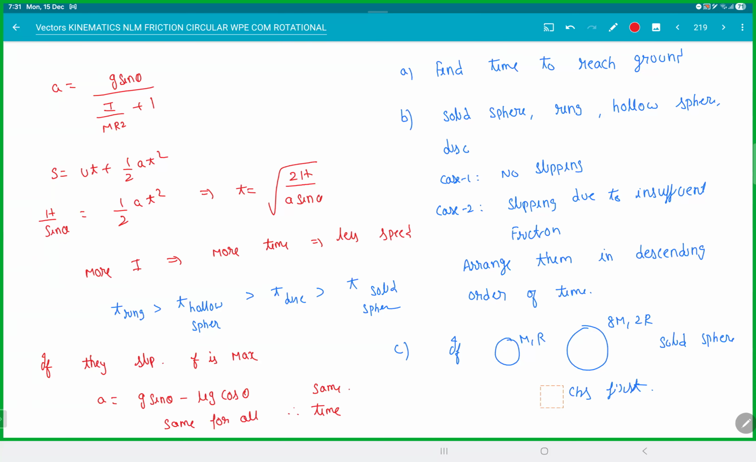What about this thing? Again, same story. If you see the formula for acceleration, g sine theta in the numerator is the same for both of them, divided by moment of inertia by mr square plus 1. It doesn't matter what sphere you take there. Solid sphere, it is 2 by 5 mr square, you'll get 2 by 5 plus 1. So they will take the same time. It only depends on the shape of the body. Clear with this? That I by mr square term will always be 2 by 5.